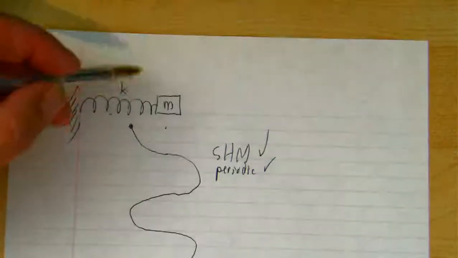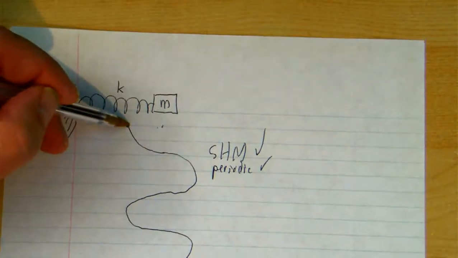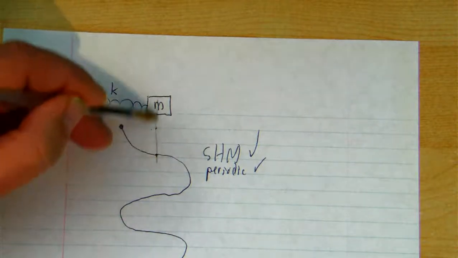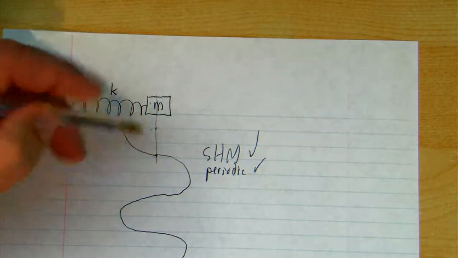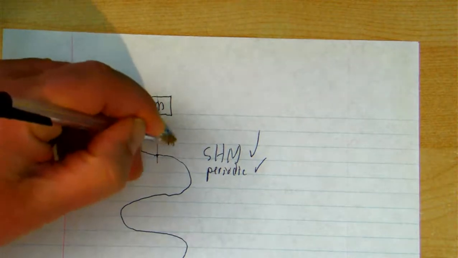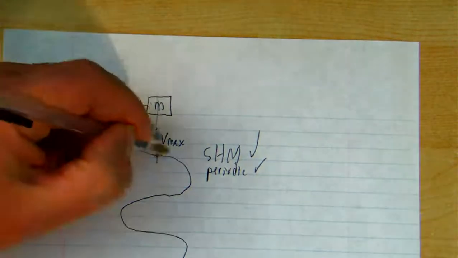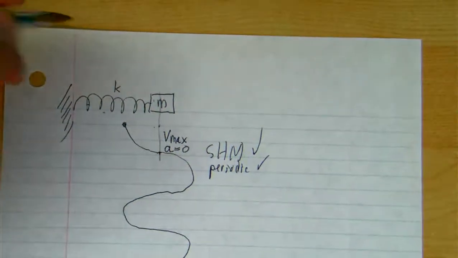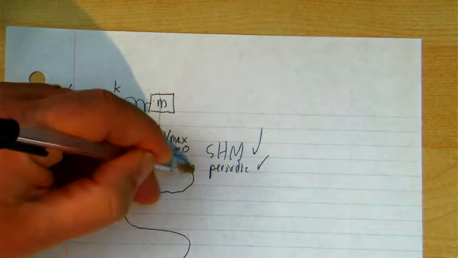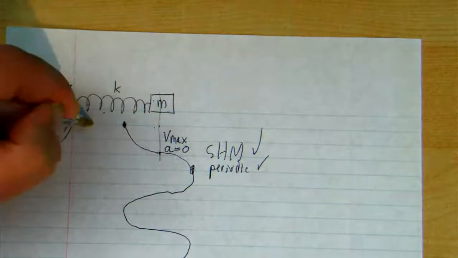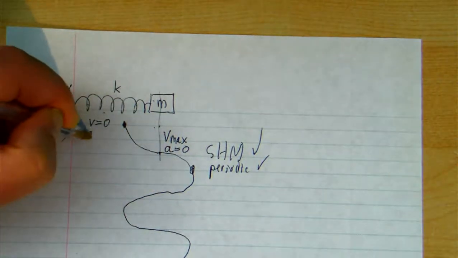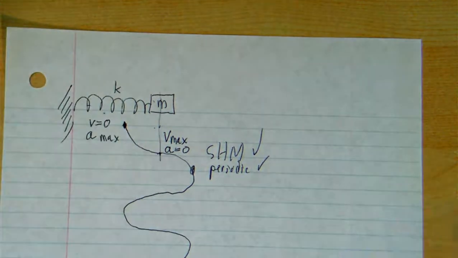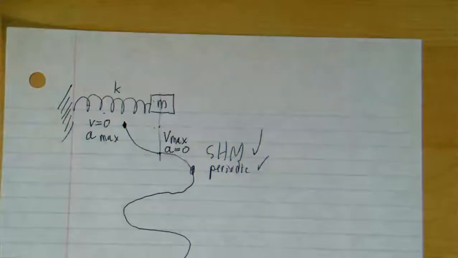I will toss in one fun fact: when the mass is at the rest length of the spring, its speed will be a max and its acceleration will be 0. When it's at an endpoint, the speed will be 0 and the acceleration will be a max. All right, there's the end of the period. This concludes this recording.